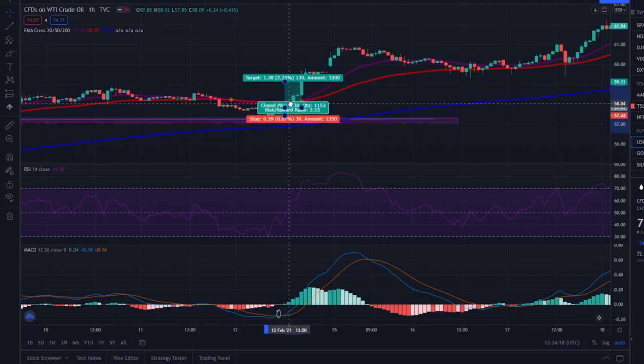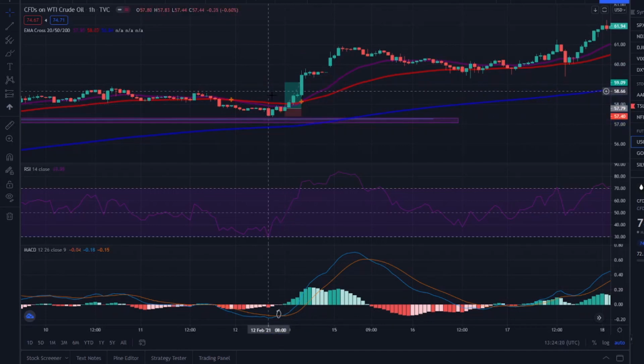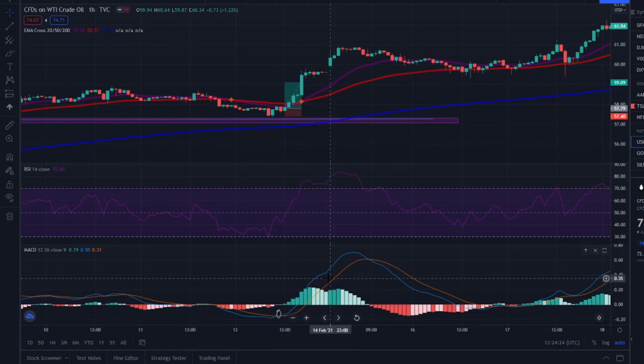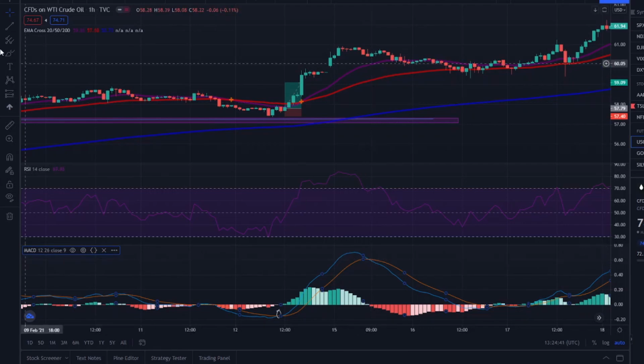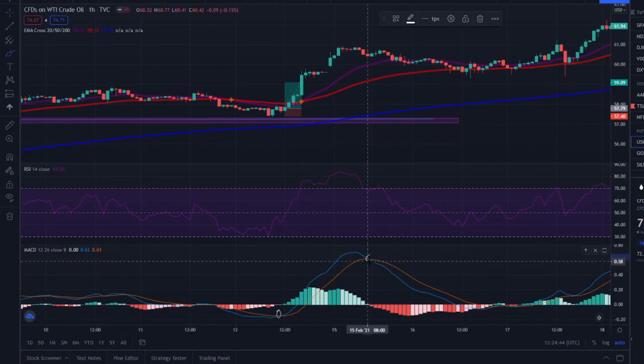So the entry was here, stop loss was here. Now, as you can see, the MACD and the RSI are pretty high here at 85, 84. And here the blue line and the orange line of the MACD are crossing, which is to say that this here would be our exit.